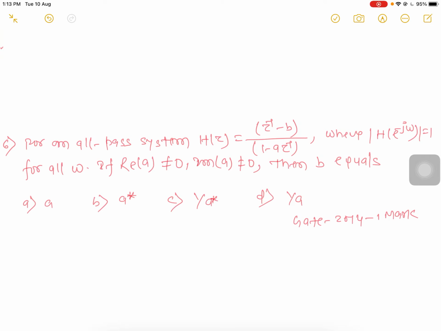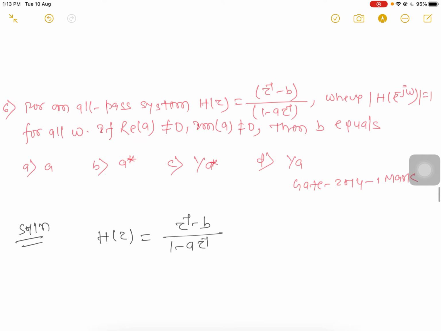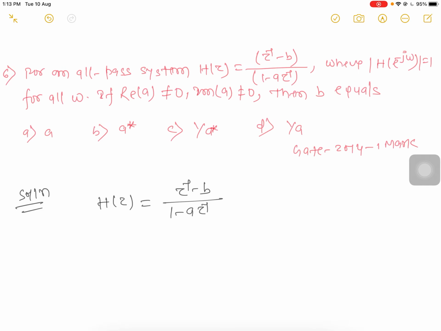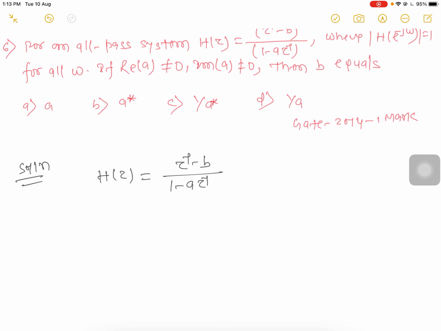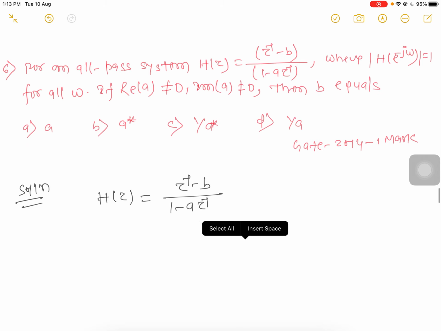Question number 6. For the all-pass system H(z) equal to z inverse minus b upon 1 minus a z inverse, where mod H(e to the power j omega) is equal to 1 for all omega. If real a is not equal to 0 and imaginary a is not equal to 0, then b equals what? For the given system, the poles lie at z equal to a and the zero lies at z equal to 1 by b.